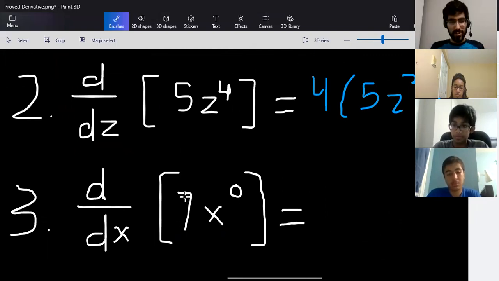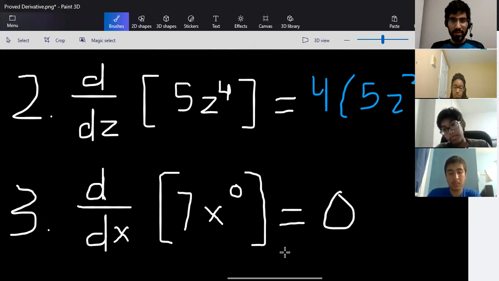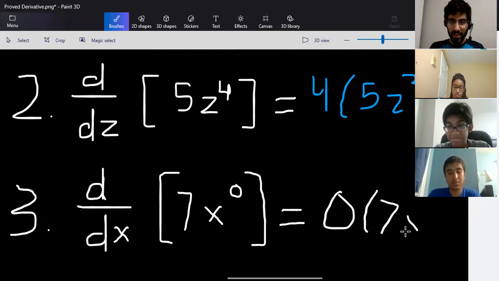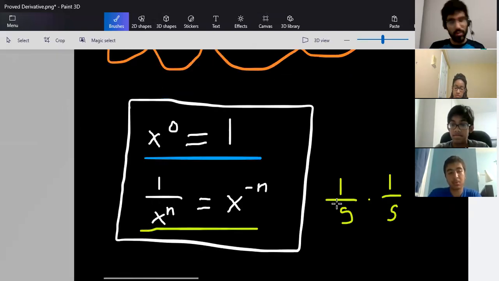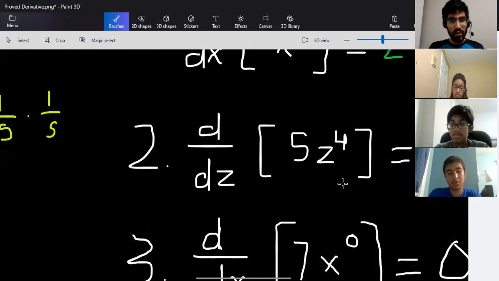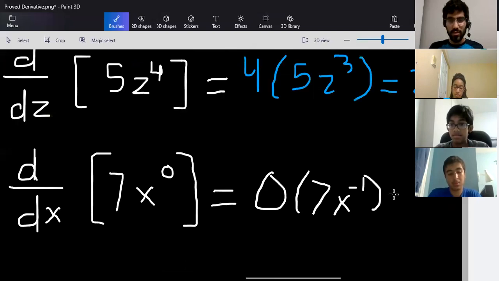Here's what we've got to do. As ever, take the exponent, move it out front, 0 times, I don't even care at this point. But if you wanted to, 7x to the negative 1. Again, understand this just means 7 over x to the 1. But it doesn't matter because you're multiplying by 0. So in the end, it's always 0.